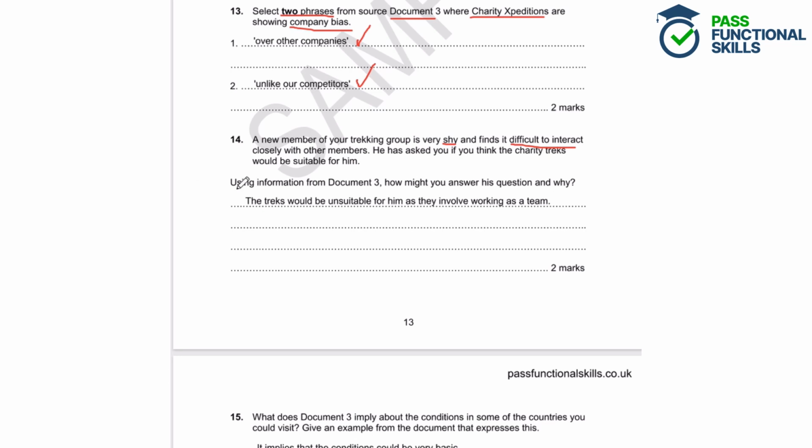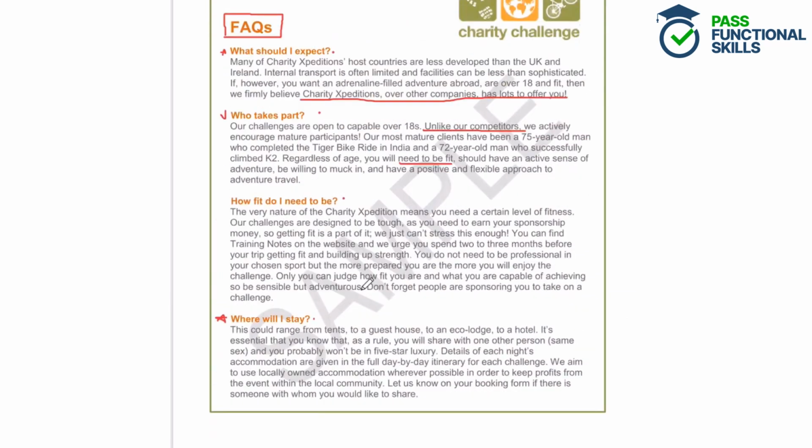So we want to use information from the document, so that means we have to use evidence from the document to answer the question, and we need to justify why the trek is suitable for him or unsuitable for him. So, would this trek be suitable for a shy person? Well, it definitely wouldn't be.